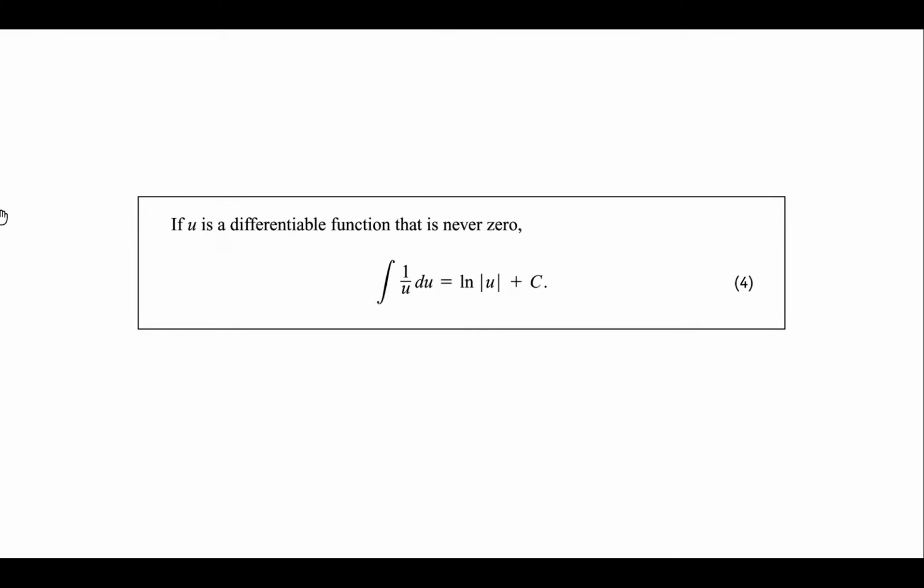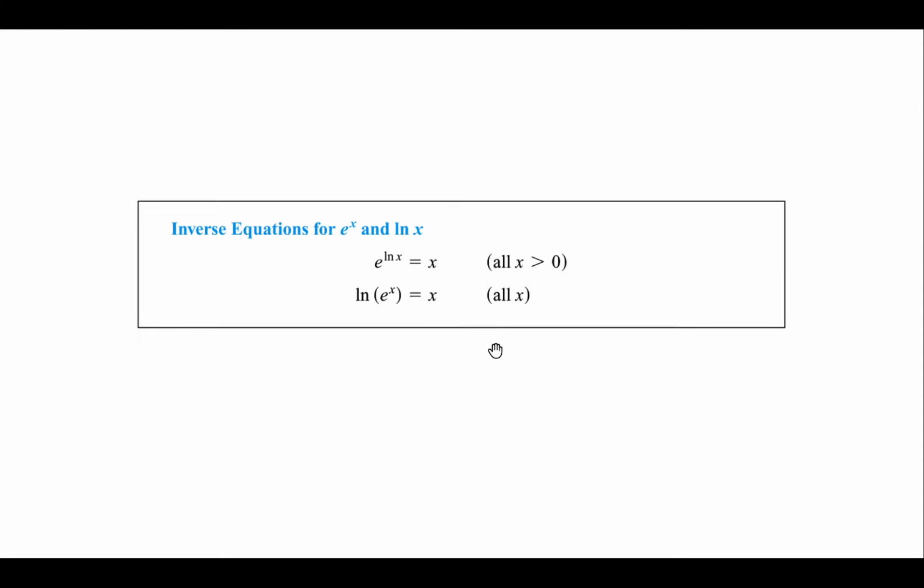Now, using those two facts, we can say that if u is a differentiable function that is never 0, then the integration of 1 over u is ln of the absolute value of u plus some constant. This is the relation between the exponential function e and the natural logarithmic function ln, because they are inverses of each other. Their compositions should be the same as the input.